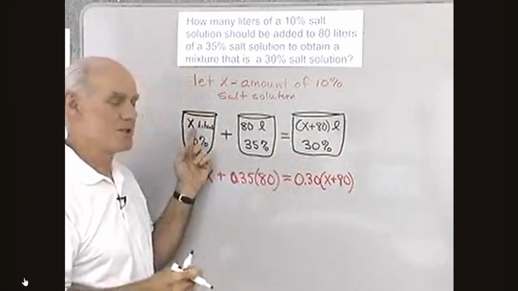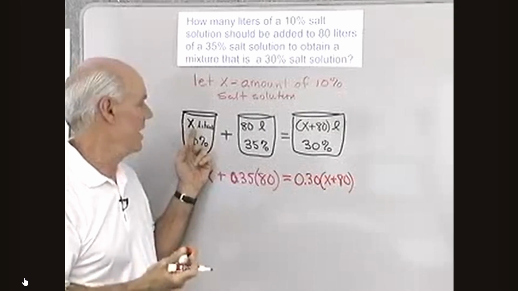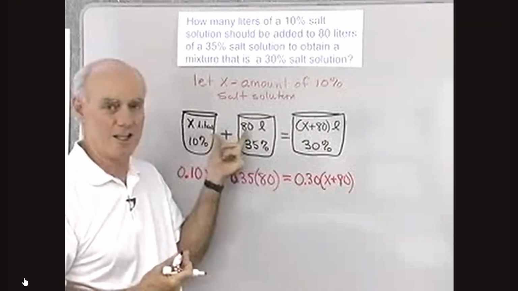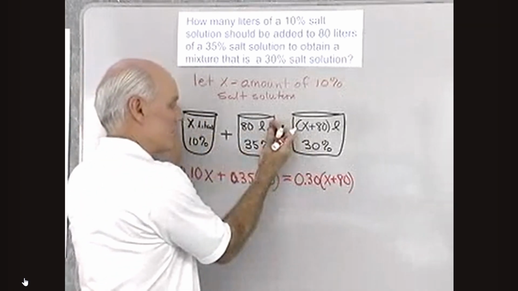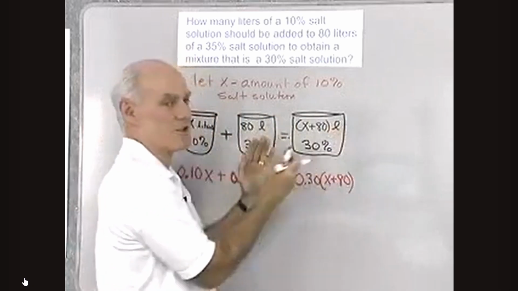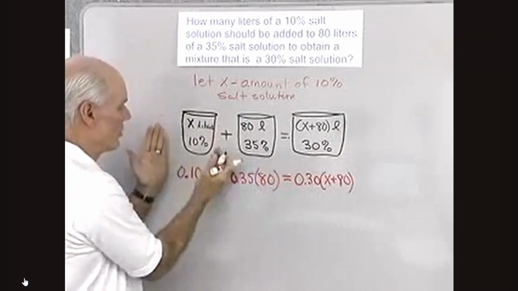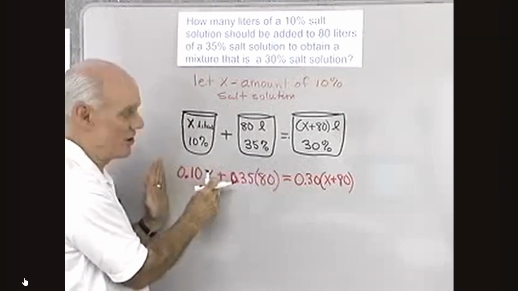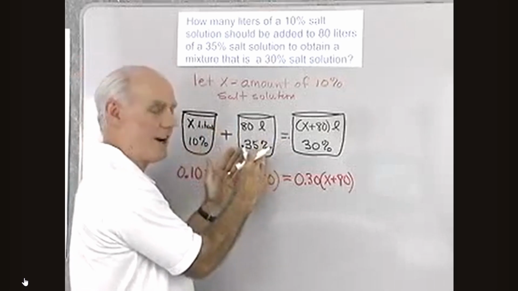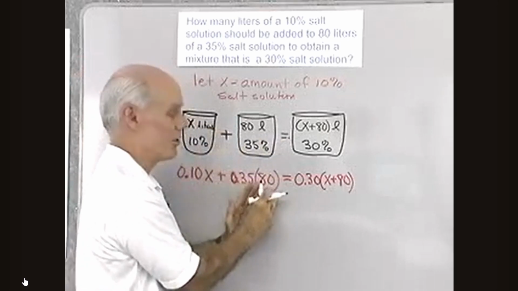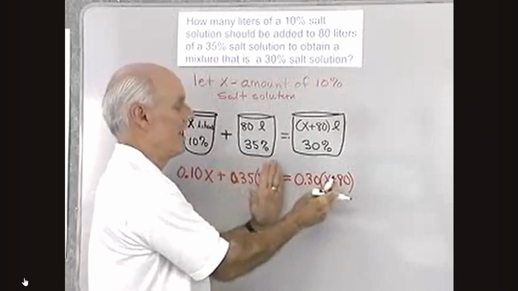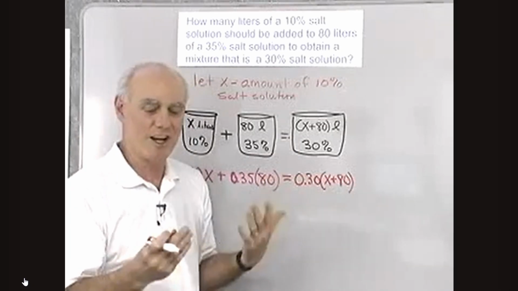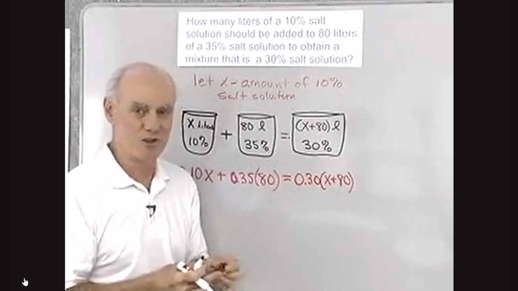So for instance, if x turns out to be 10, then 10 plus 80 is 90 liters on one side, 90 liters on the other side. Whatever the amount of salt is over here, it has to equal the amount of salt over here. In this solution, I know 10% of it is salt. So if I multiply 0.1 times the number of liters, I have the amount of salt. This solution I know is 35% salt, so if I take 0.35 times 80, I have the amount of salt there, and the same thing over on this side. Now we have an equation that represents the whole situation. All I have to do is solve the equation, and I have the solution to my problem.